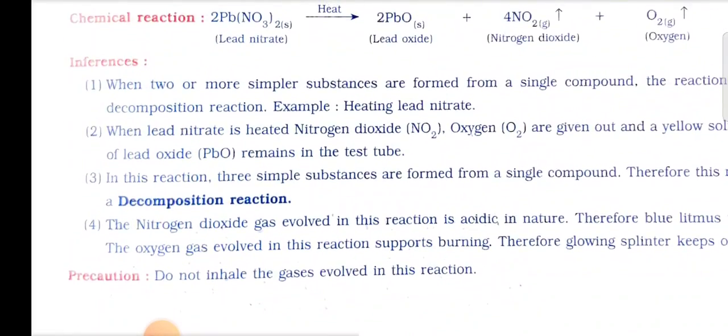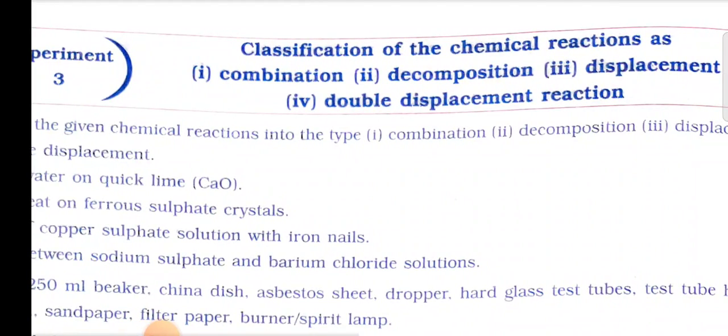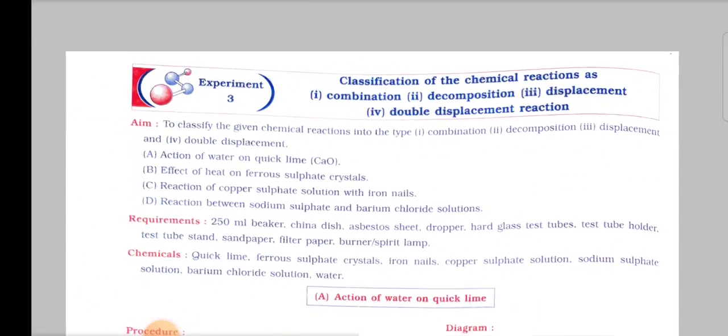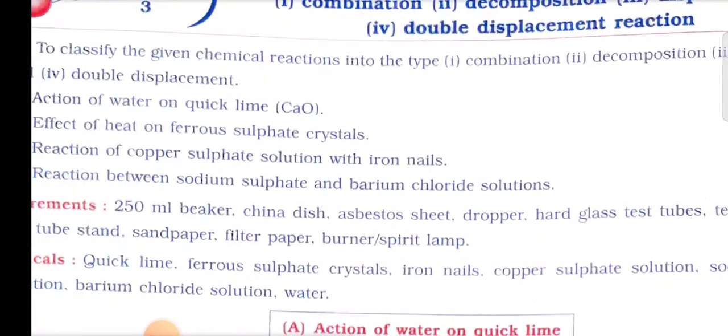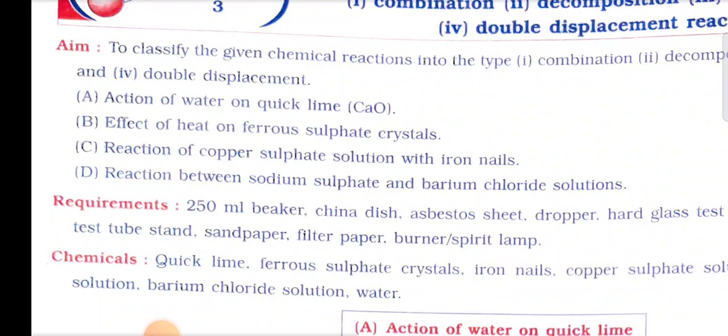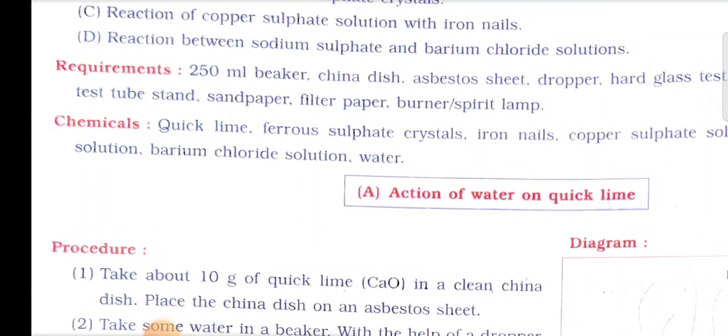Now next, experiment number 3, classification of chemical reactions as combination, decomposition, displacement and double displacement reaction. Aim: to classify the given chemical reactions into the types of combination, decomposition, displacement and double displacement. There are 4 types of chemical reactions. Requirement, chemicals. First is action of water on quicklime.